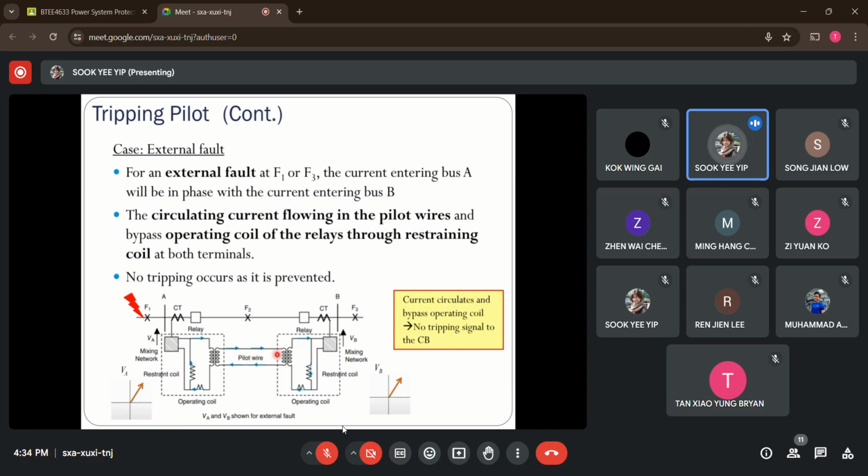Now the current has been sent to the other side here. Let's say the tripping pilot here is asked to trip. If it flows through the restraining coil, it will stop operating, because now we have an external fault situation.